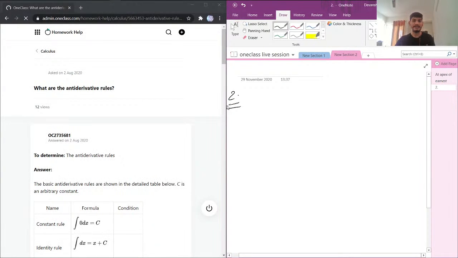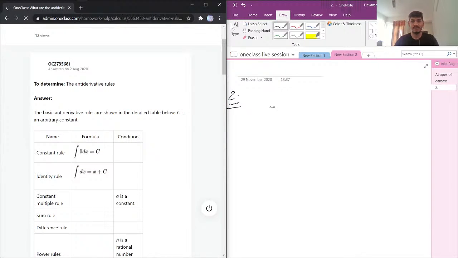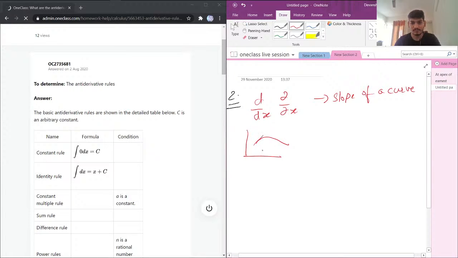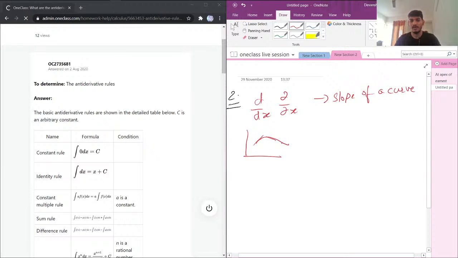So what are antiderivatives? Antiderivatives are basically called integrals. Like d by dx or partial derivative del by del x, it gives the slope of a curve. For graphical representation, let's say this is y, this is x. So d by dx at any point will give the slope of the curve. This is the slope.